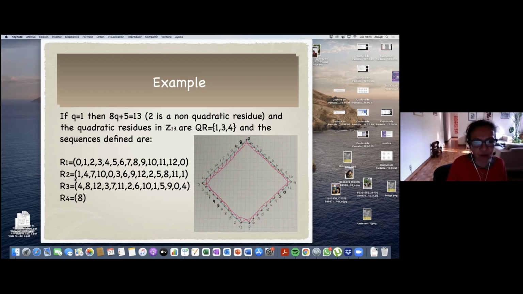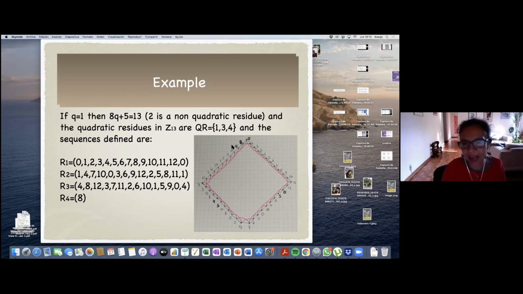Next, you have R2, the next sequence starts with 1, and you jump 3. That is the second quadratic residue. And you jump 3, 3, 3, 3, 3. And this goes to 1. And in the next sequence, you are jumping 4, that is the next quadratic residue, and you jump 4, 4, 4, 4, 4, and you start with 4, and you finish here, and also you finish with 8, and you have the 0. And this is the concatenation.